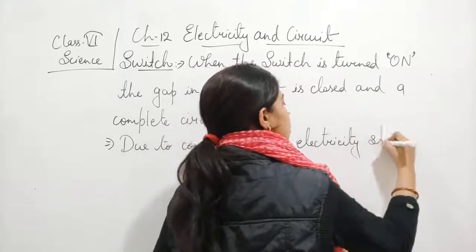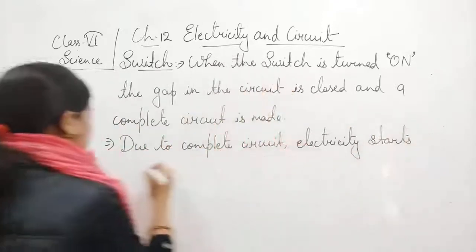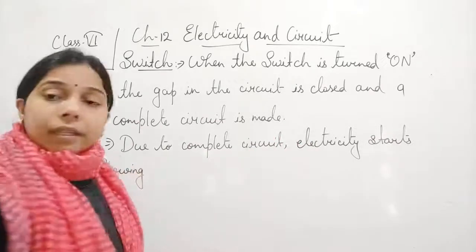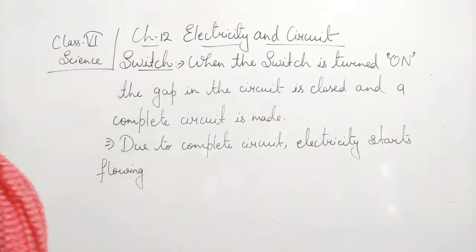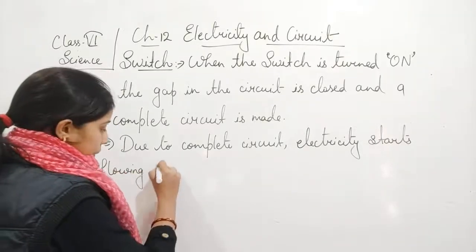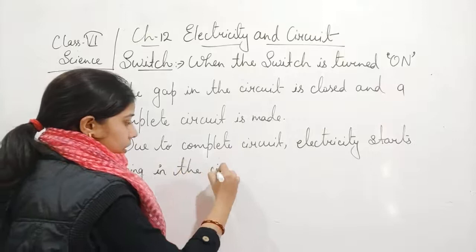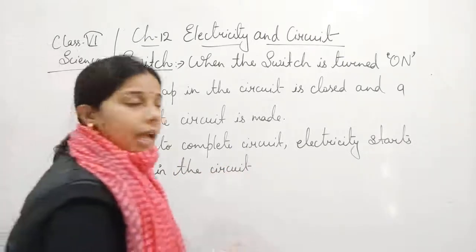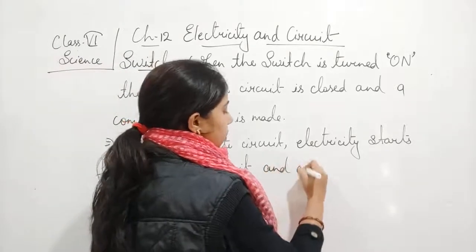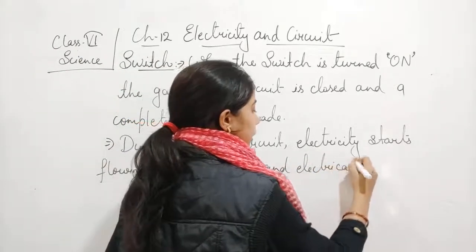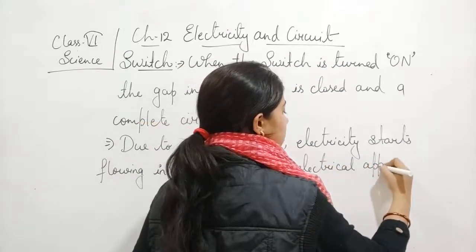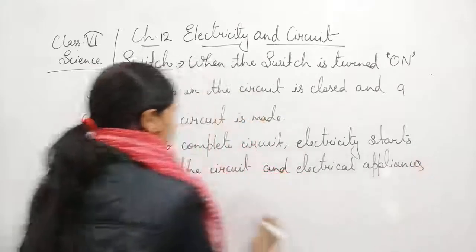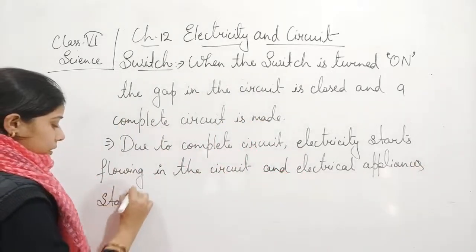Electricity starts flowing. Okay, due to the complete circuit, what happened? Electricity starts flowing in the circuit, and electrical appliances start working.